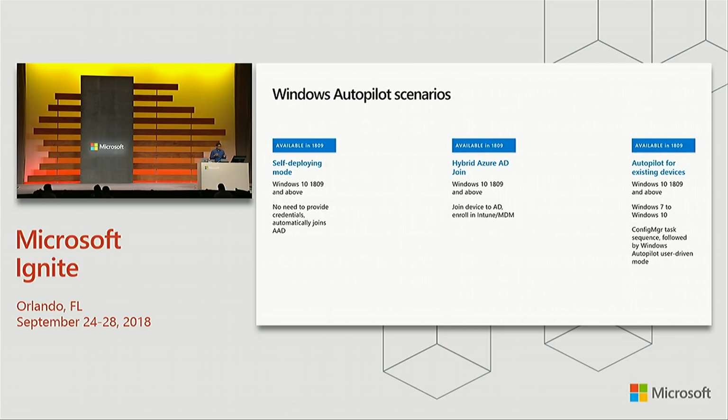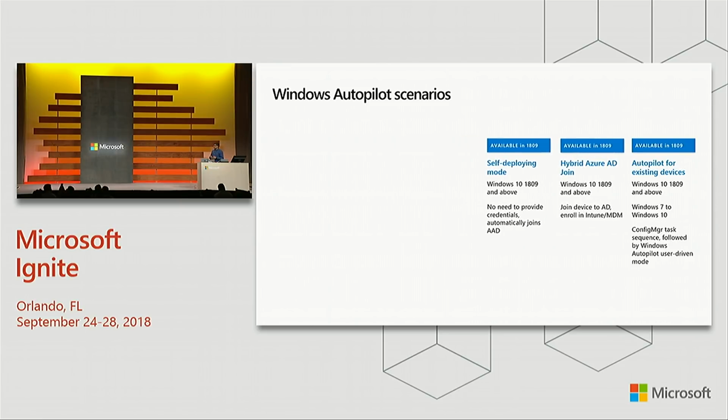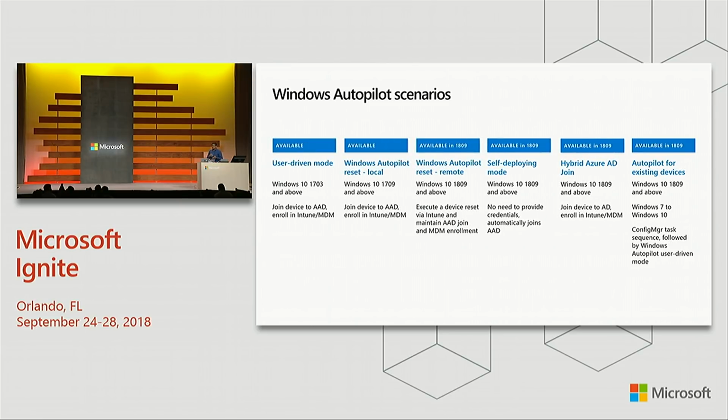So today, we talked about self-deploying mode, hybrid Azure AD join, and Autopilot for existing devices. And these 3 scenarios from this talk join the rest of the scenarios covered yesterday and that existed previously to come up with our key scenarios for Autopilot in the 1809 release.